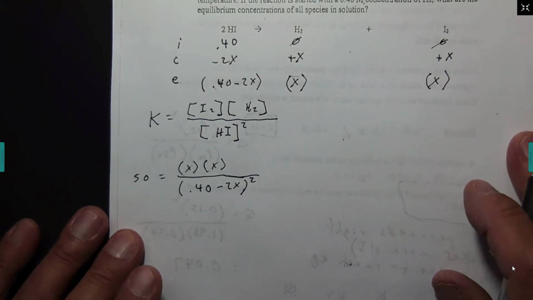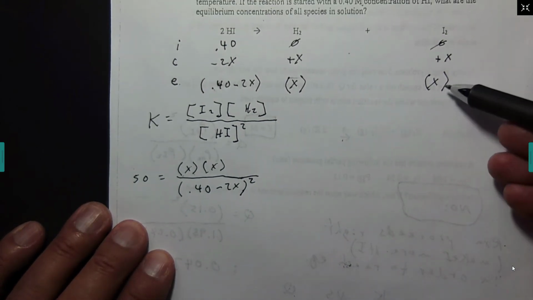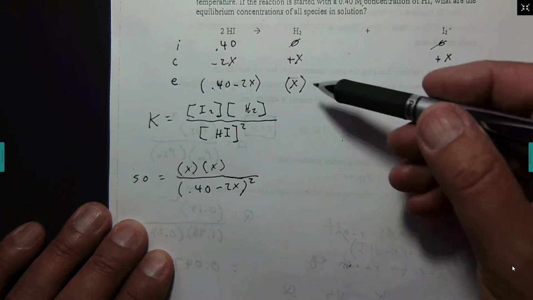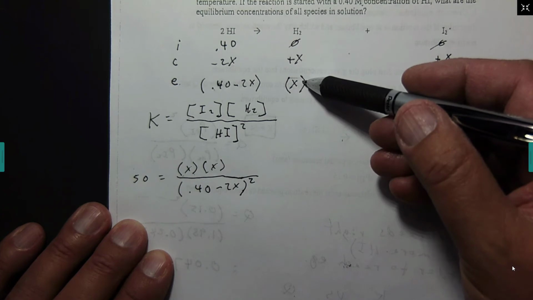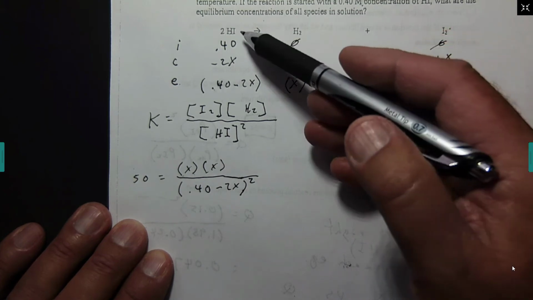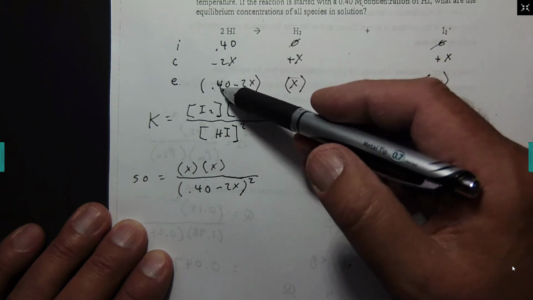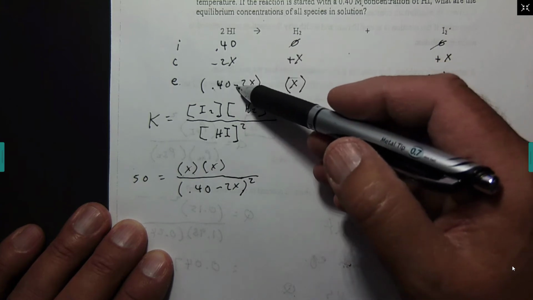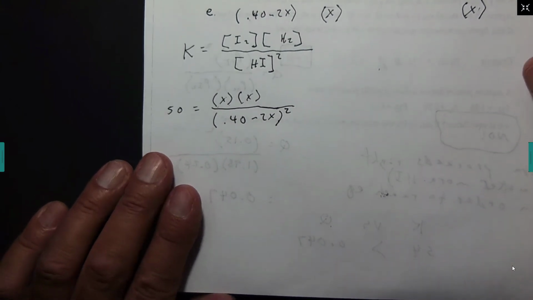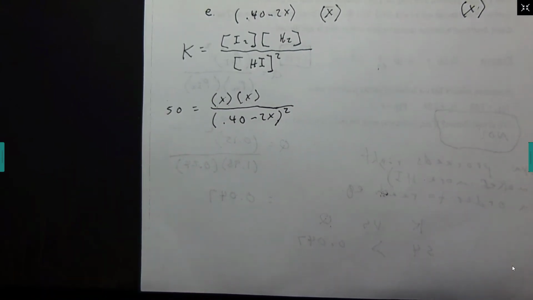And what does x represent? Oh, x is going to be the equilibrium concentration of iodine. x is also going to be the equilibrium concentration of this stuff. The equilibrium concentration of the HI is going to be 0.4 minus 2 times x. So to solve this, all I have to do is solve for x. This is where equilibrium problems get a little bit ugly, guys.